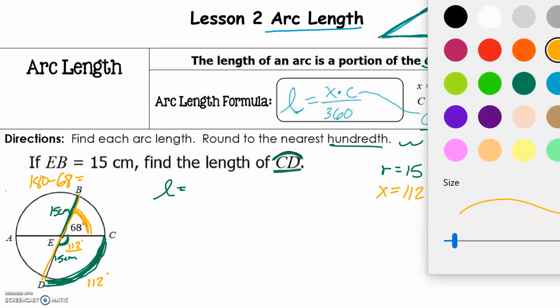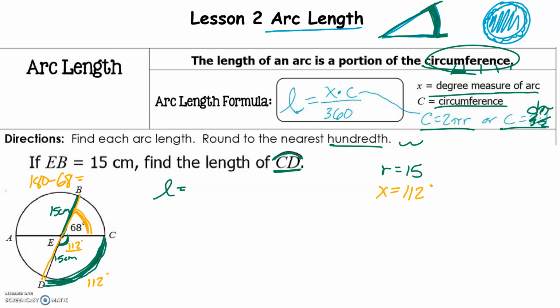Now we have enough information, we can go ahead and substitute it into our formula, which is just going to give you that fancy L, X times the circumference, all divided by 360 degrees. Okay, so the arc length is going to end up being 112, because we know that the degree measure of the arc is 112, times our circumference. Now our circumference formula, because we were given radius, it would be better to use 2 pi r, and then our radius is going to end up being 15, all divided by 360.